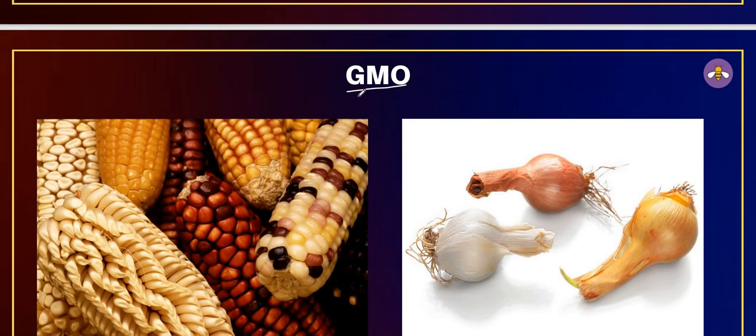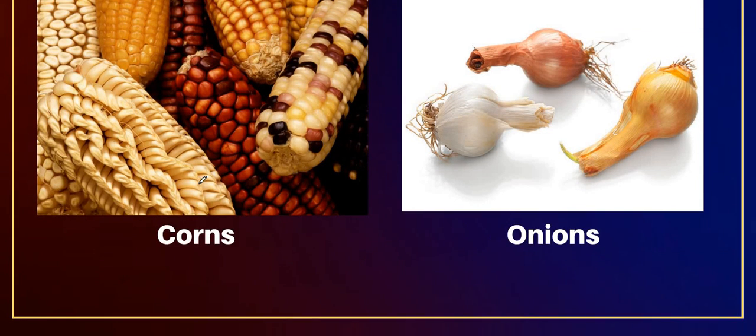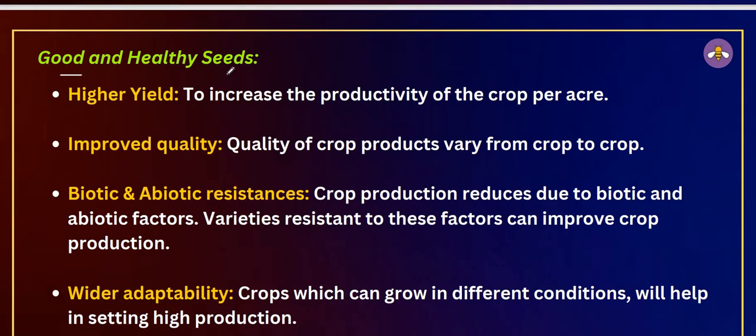Then you have genetically modified species, and like this they are corns. Corns can be seen like this normally, and if you crossbreed between them, you will find several colors and several different textures. And onions are also intergenetically modified, genetically modified. Good and healthy seeds. Now what if you want very good and healthy seeds?